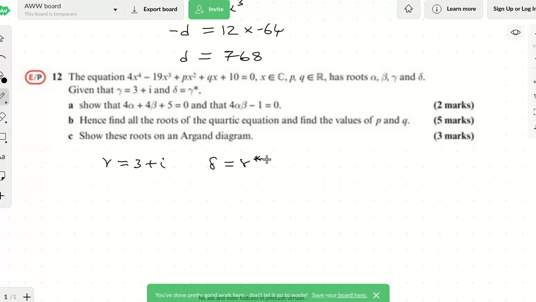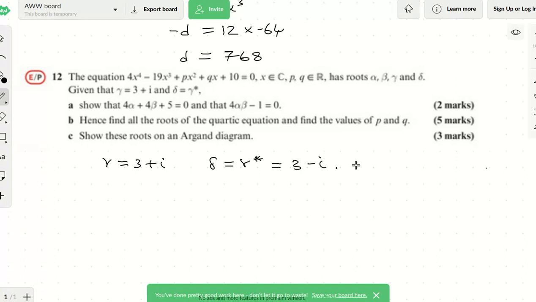Now, do you all remember what this star means? It means the conjugate. Never forget that. I've found students in the past have often forgotten this little piece of notation. If z is a plus bi, then z star is a minus bi. Never forget that handy piece of notation. It is regularly forgotten. So don't forget it. That's my rant over. So we immediately know that delta is 3 minus i.